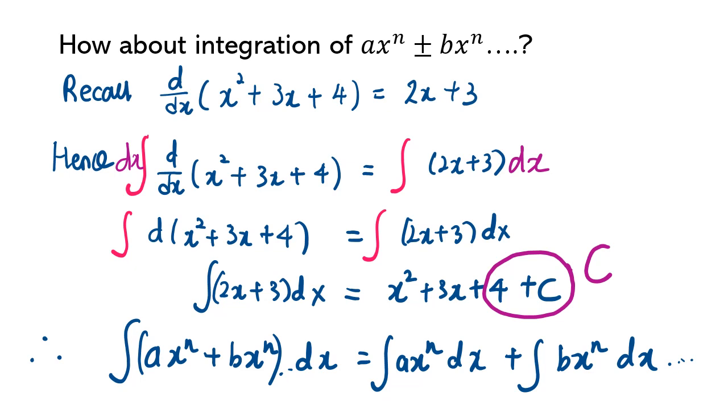I've given you an example. Recall that if you differentiate x squared plus 3x plus 4, you get 2x plus 3. You differentiate x squared first, then 3x, then 4. Similarly, you can apply the same method when you want to integrate multiple terms separated by plus or minus. You just have to integrate it term by term. In the example given, you integrate ax to the power of n dx, and then you integrate bx to the power of n dx, and so on and so forth.